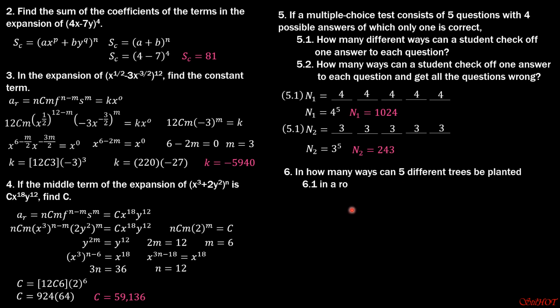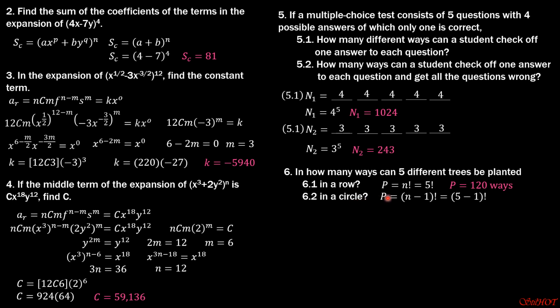Problem 6. In how many ways can 5 different trees be planted in a row and in a circle? So this is permutations in a row. The formula is n factorial, permutations of n things taken all at a time. So n factorial, in this case 5 factorial, so it is equal to 120 ways.